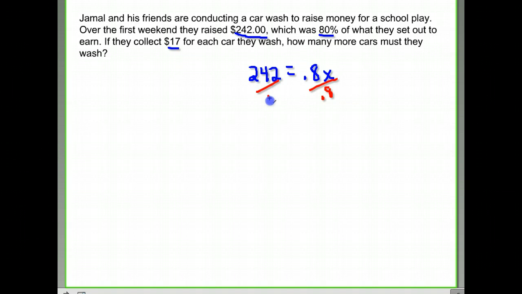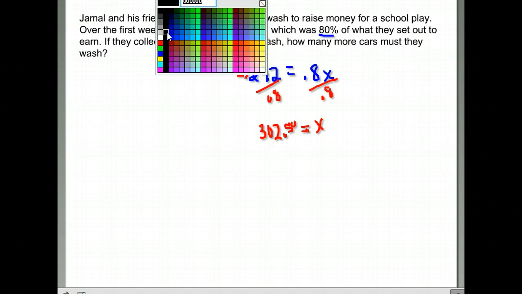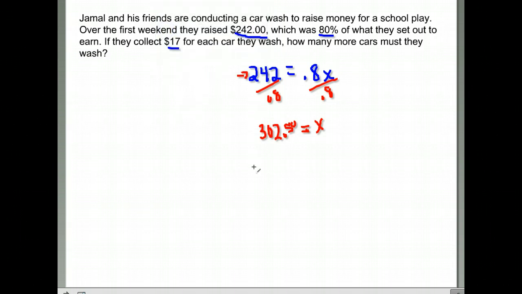To solve that, I'm going to divide both sides by 0.8. And when I do, I get $302.50. So overall, they needed $302.50. So far, they've made $242 of those dollars. How much do they have left to make? Well, they needed $302.50. So far, they've made $242. So they are missing $60.50. That's all they have left to make.